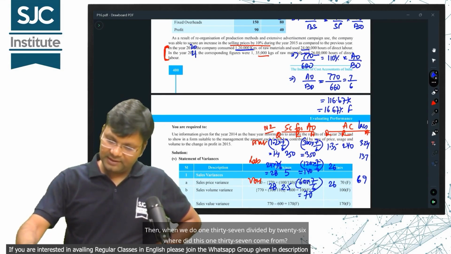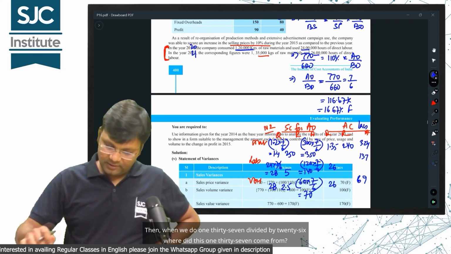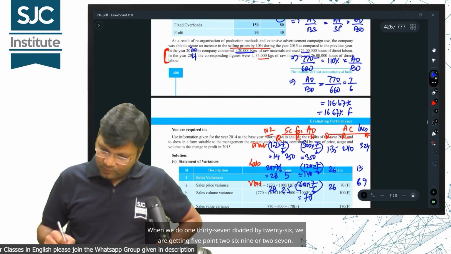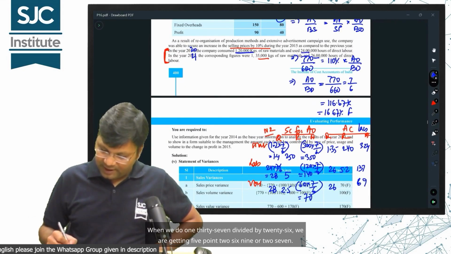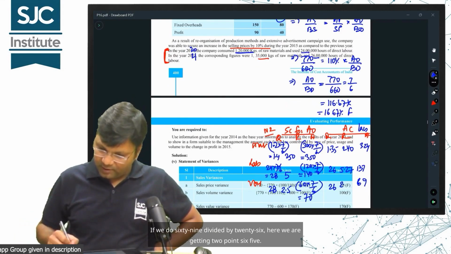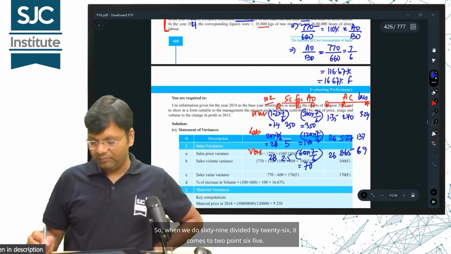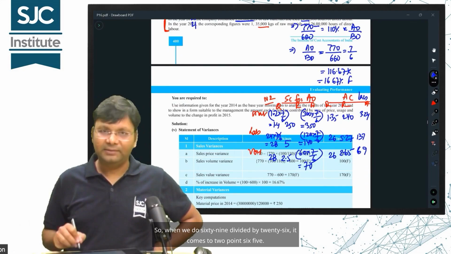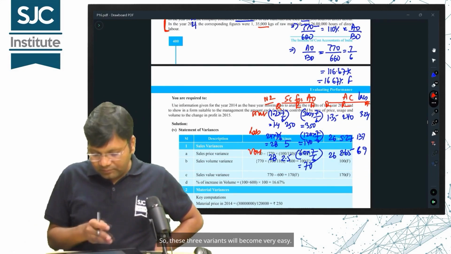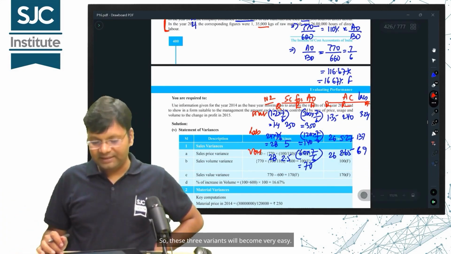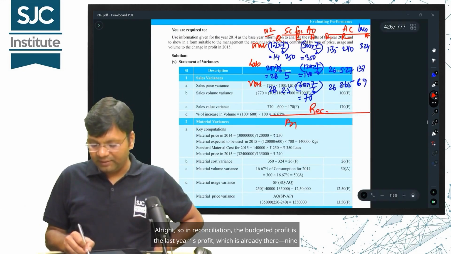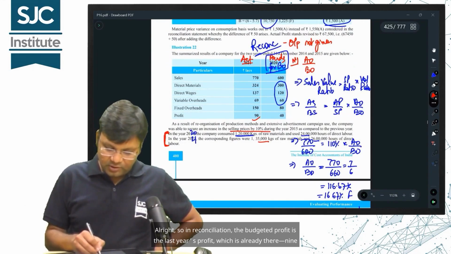Then, when we do 137 divided by 26, where did this 137 come from? The 137 has come from the question itself. When we do 137 divided by 26, we are getting 5.27. If we do 69 divided by 26, it comes to 2.65. So, with this, our cost card is ready, right? These three variances will become very easy. Now, we have to do the reconciliation. Alright, so in reconciliation, the budgeted profit is the last year's profit, which is already there.